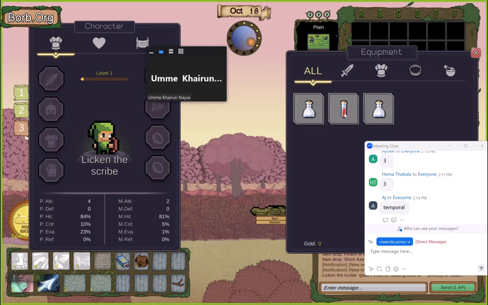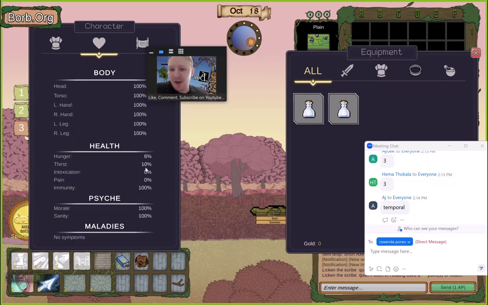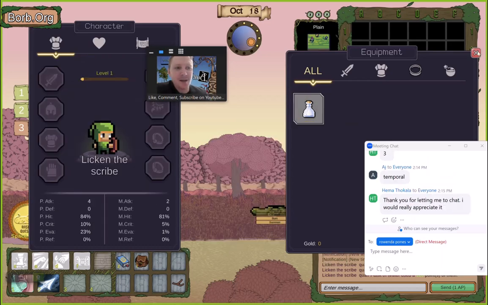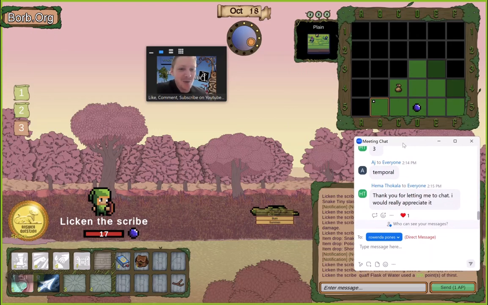All right, I'm going to take some health potions so we don't die as well. And why don't we check to see if we're thirsty? Because we now have a thirst mechanic. Okay, so I have 10% thirst, so I'm going to drink some water. Stay hydrated, guys. Absolutely, Hema. By the way, if you would say in the chat where you're from, I'm just curious. I'd like to know how many countries we're reaching.